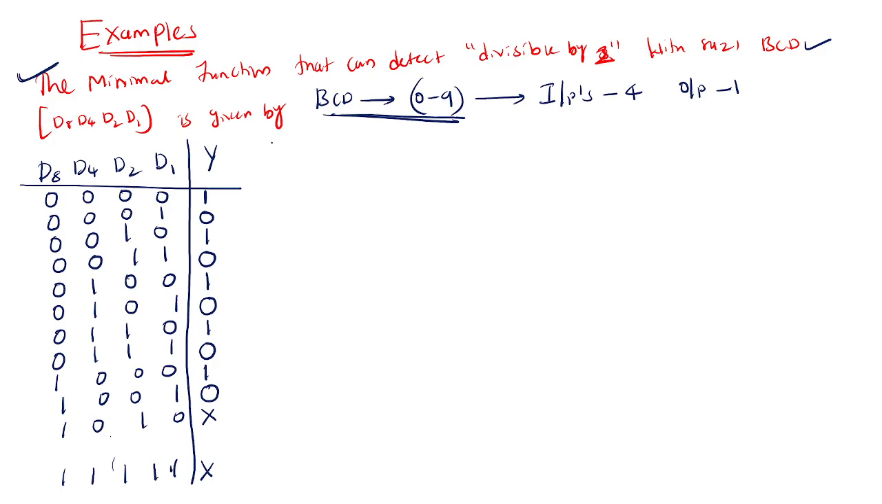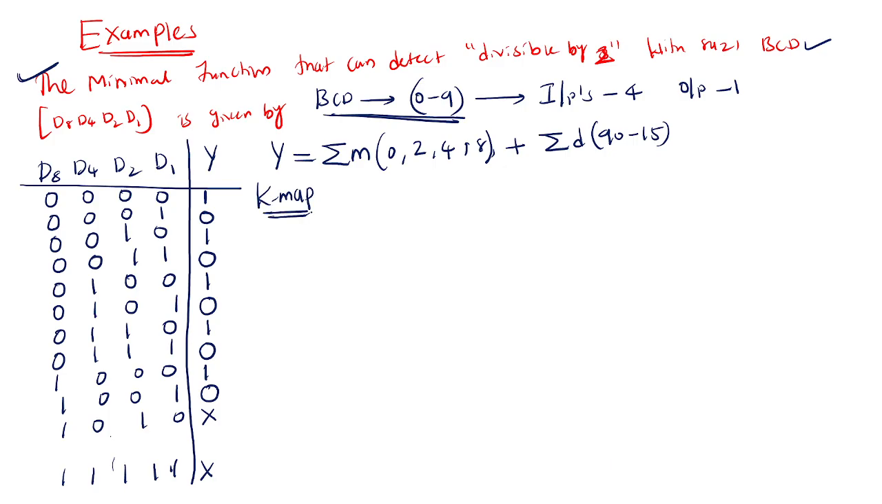So if you write the SOP expression, it is summation of m of 0, 2, 4, 6, 8, plus summation of don't cares of 10 to 15. Next you need to draw the K map for this expression.